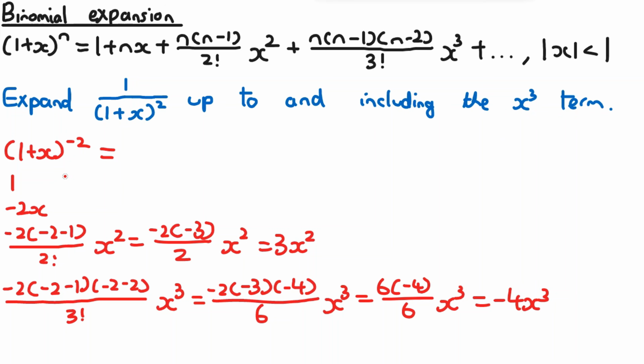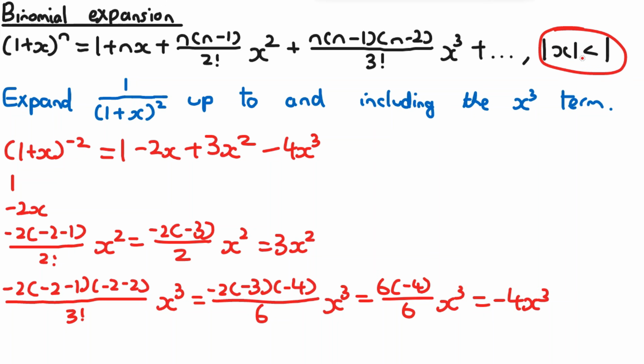So therefore this is going to be equal to, and then we add these terms together, it's going to be 1 minus 2x plus 3x squared minus 4x cubed, and then this is the answer. This is the expansion up to including the x to the power of 3 term. I just want to remind you again that the modulus of the values of x that we sub in has to be less than 1.